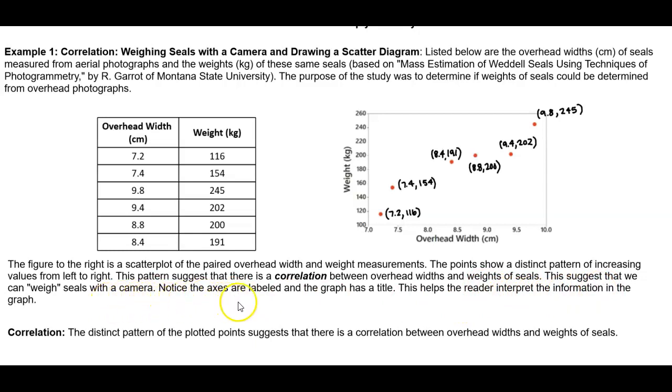Now notice the axes are labeled and the graph has a title. This helps the reader interpret the information in the graph. Again, with correlation, the distinct pattern of the plotted points suggests that there is a correlation between overhead widths and weights of seals. Let's take a look at this, and I'm just going to draw a solid line here. If I drew a line somewhere in between these points, they don't have to be connecting, but you can see that in general these points are close to the line, which shows that there is a correlation.